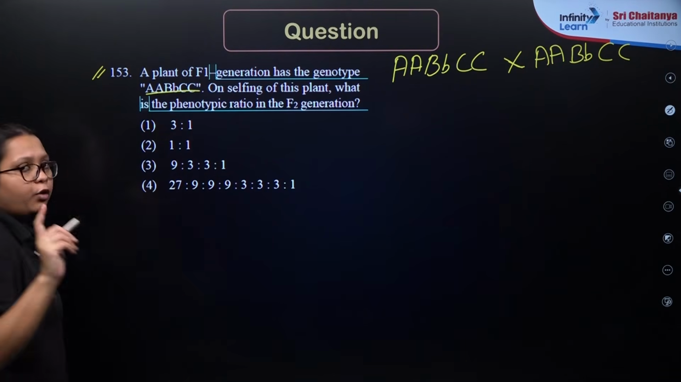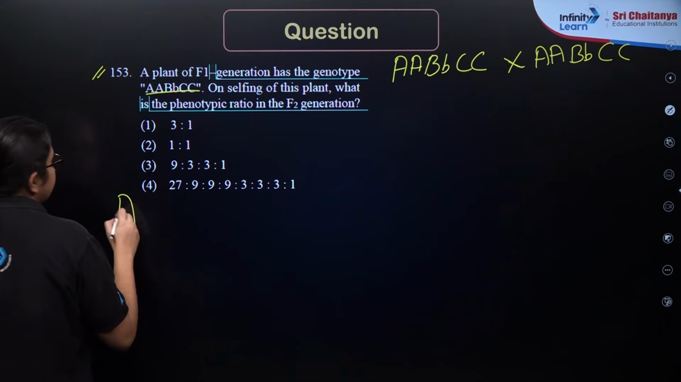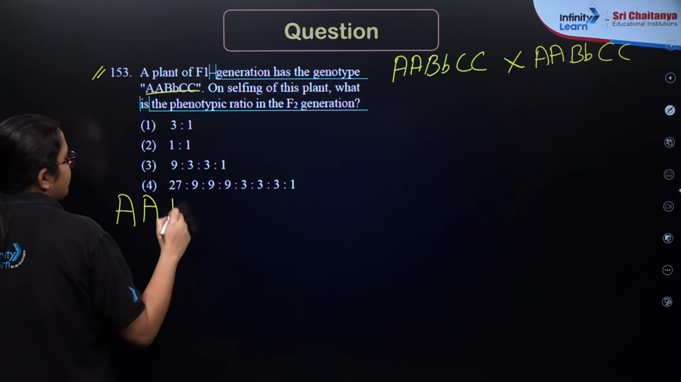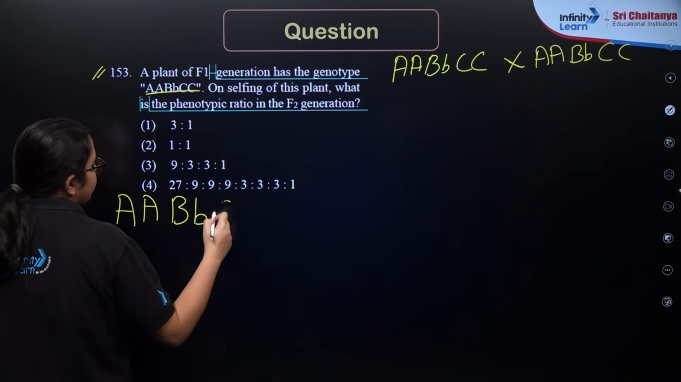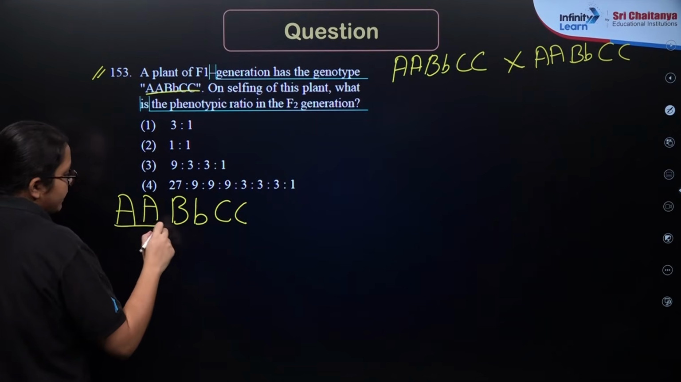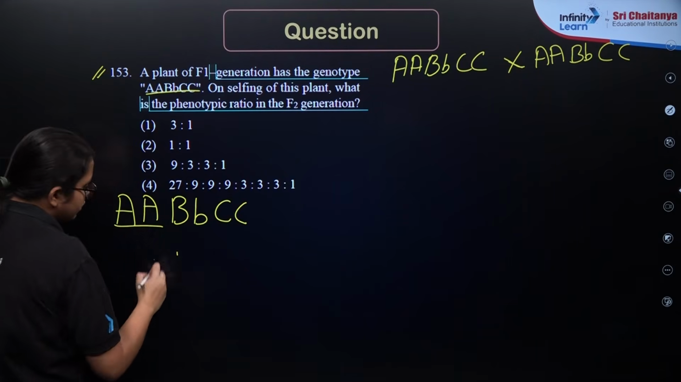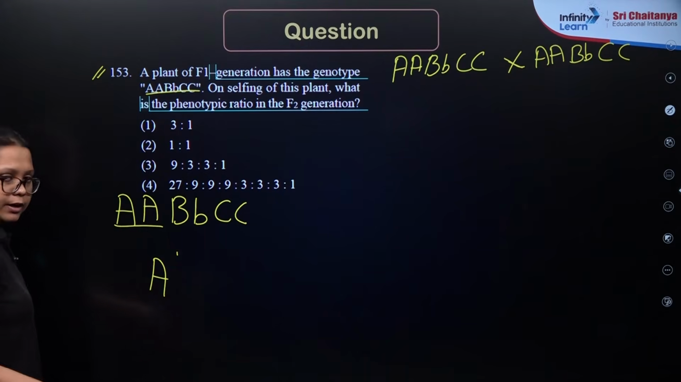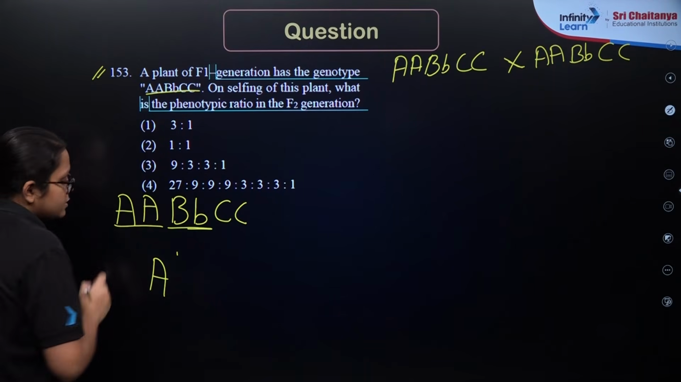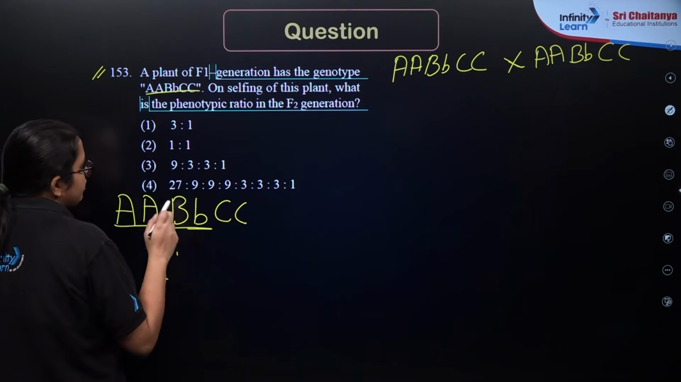So we will do the fork line method. We have capital A, capital B, small b, capital C, capital C. A means the same type, this is the same type, capital A, right? So there will be only one capital A. There are 2 B's, one capital, one small.